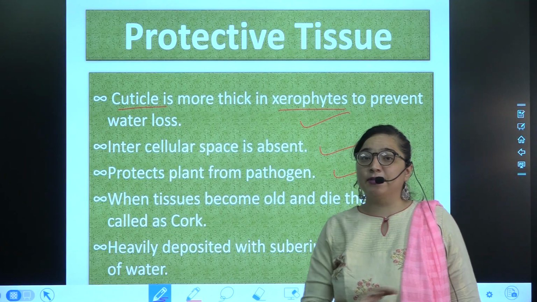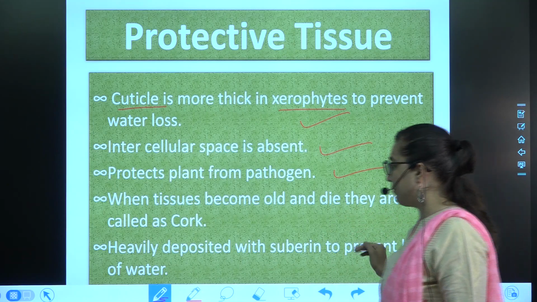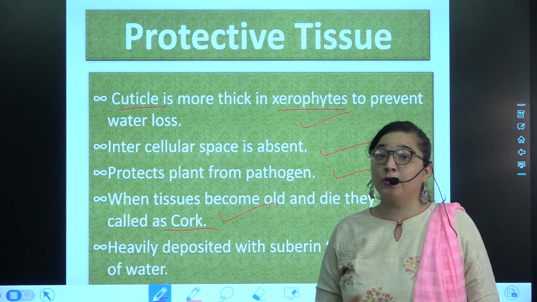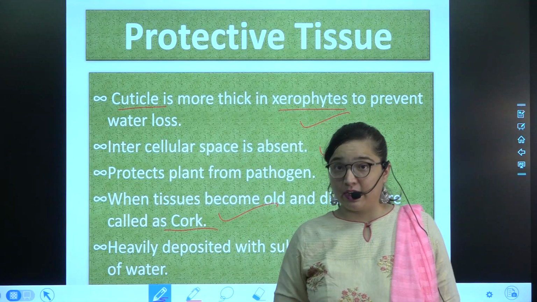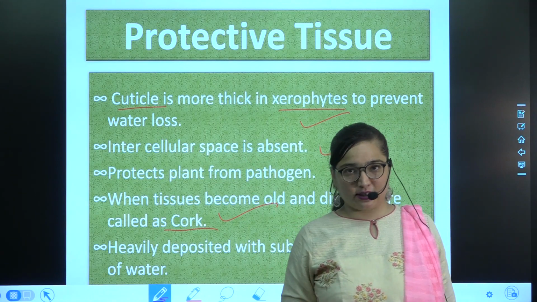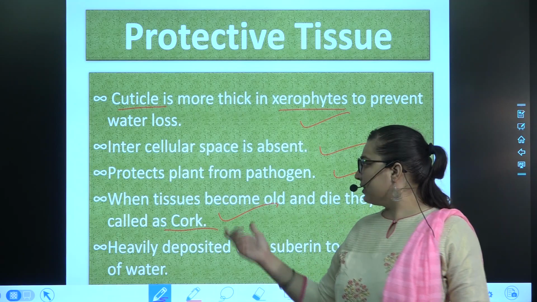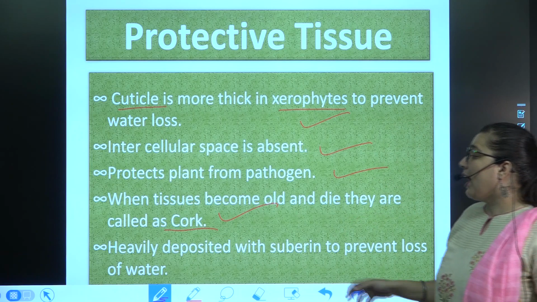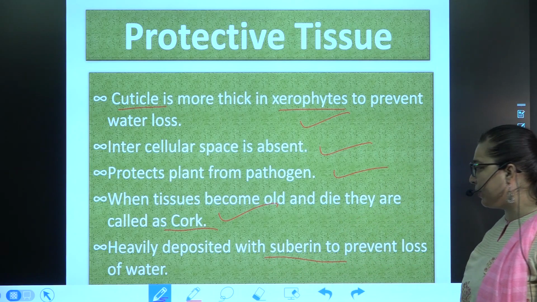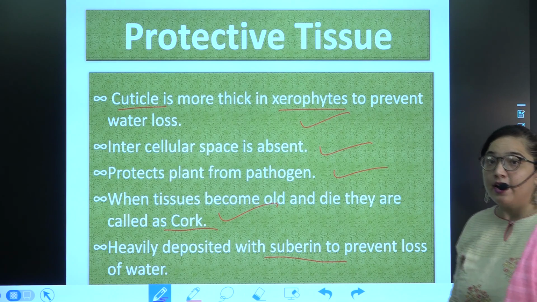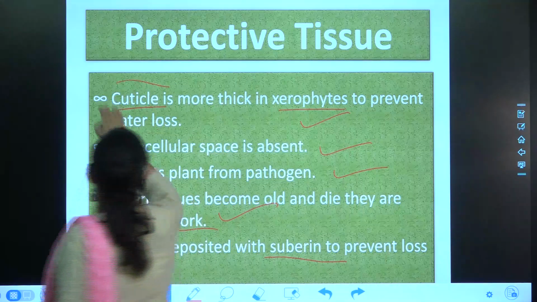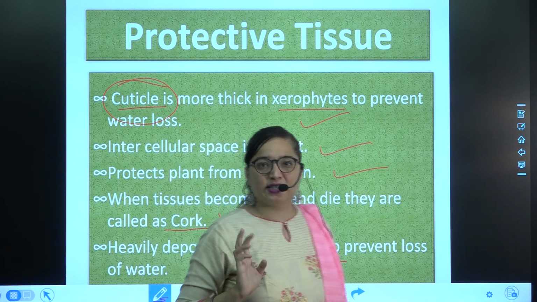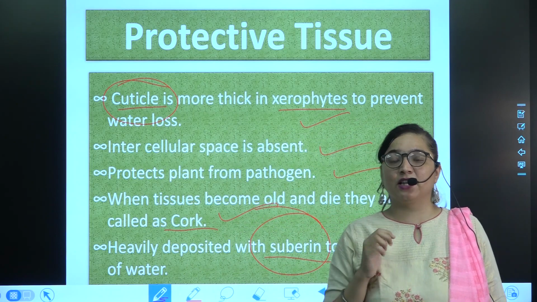When these tissues become dead, at that time they are called cork. Try to recall when we were doing Robert Hooke. Robert Hooke had first observed the bark of the tree, and these were the cork part. He had observed the cork cells, that is, he had observed protective tissues actually. And they are heavily deposited with suberin to prevent the loss of water. As I said, we have the waxy layer cuticle; in the same way, like lignin, there is suberin. Both have a similar function, that is, they prevent the loss.